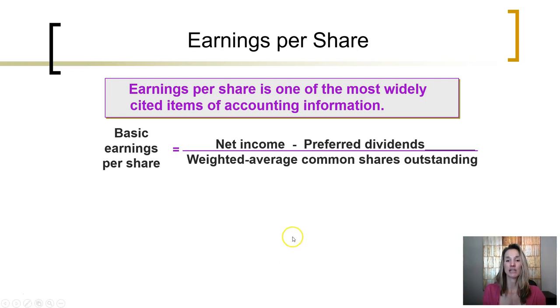Earnings per share is calculated by taking the amount of net income, subtracting out any preferred dividends that were paid, and dividing by the weighted average number of common shares outstanding. Earnings per share is widely used by investors to determine the amount of profitability per share of ownership within a corporation.